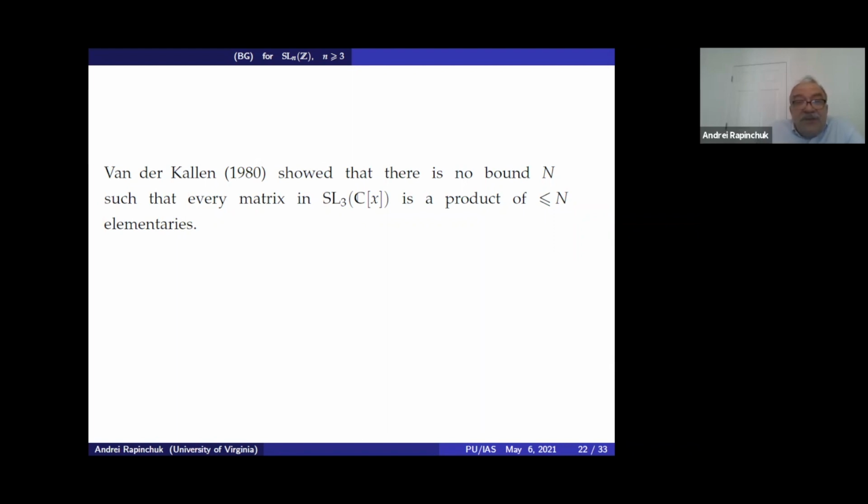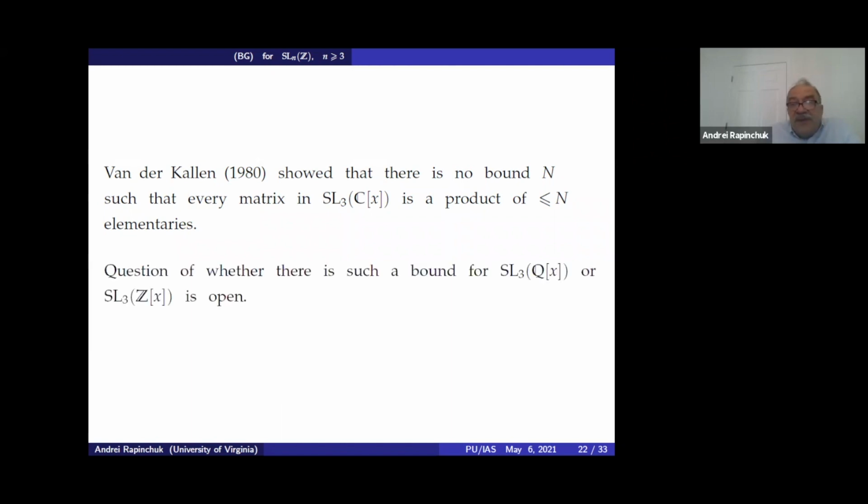What he used was the fact that C has infinite transcendence degree over Q, which tells us that if you look at K2 of C, there are arbitrarily long products of symbols that cannot be reduced. Using this, one can construct pretty explicitly the matrices in SL3 which are given by products of elementaries, but these products cannot be reduced to a smaller number. This is how it works. But the question still remains open when you don't have infinite transcendence degree, for example, if you have Q[x] or Z[x].